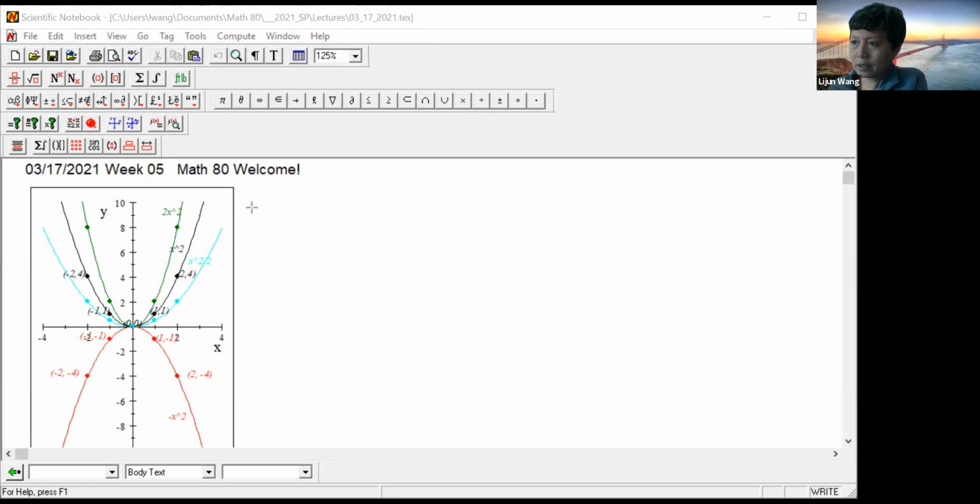So this is the x squared, right? And this red one, maybe I should be using a different color. Okay, so this is x squared. Let's mark these together. That's x squared.